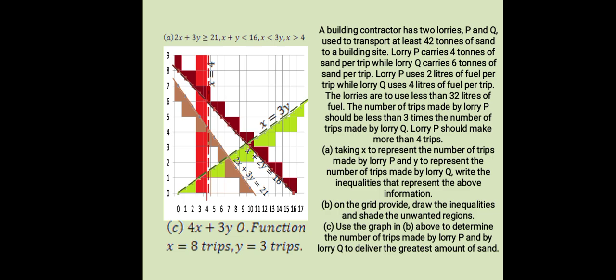On the grid provided, draw the inequalities and shade the unwanted region. Use the graph above to determine the number of trips made by Lorry P and by Lorry Q to deliver the greatest amount of sand.